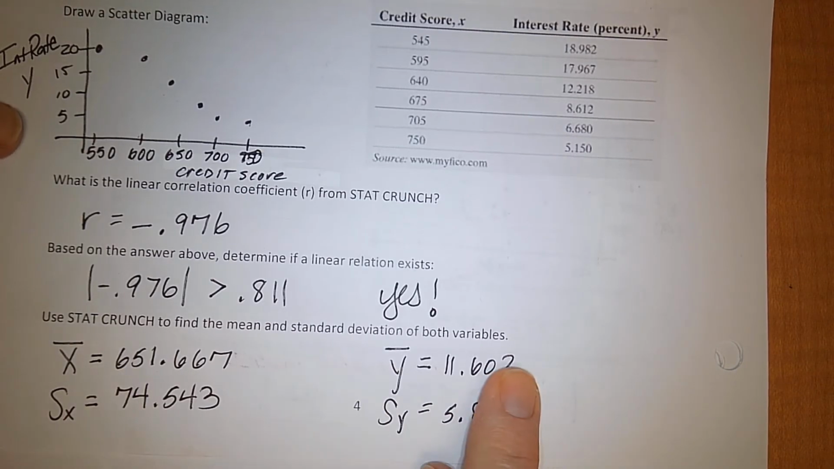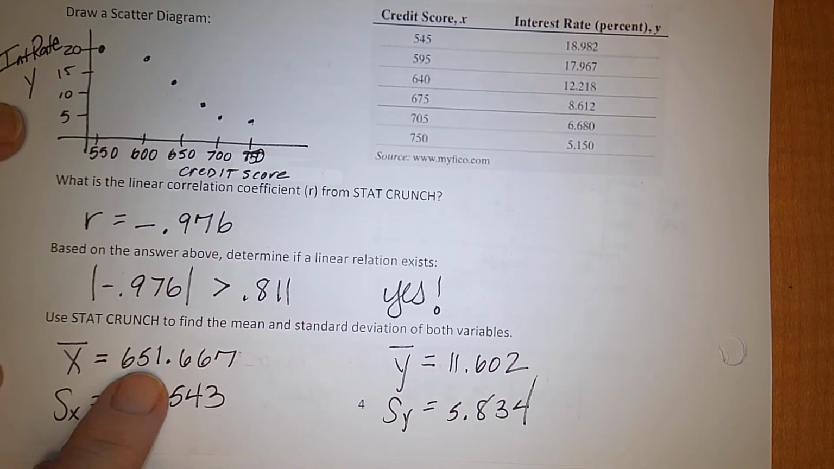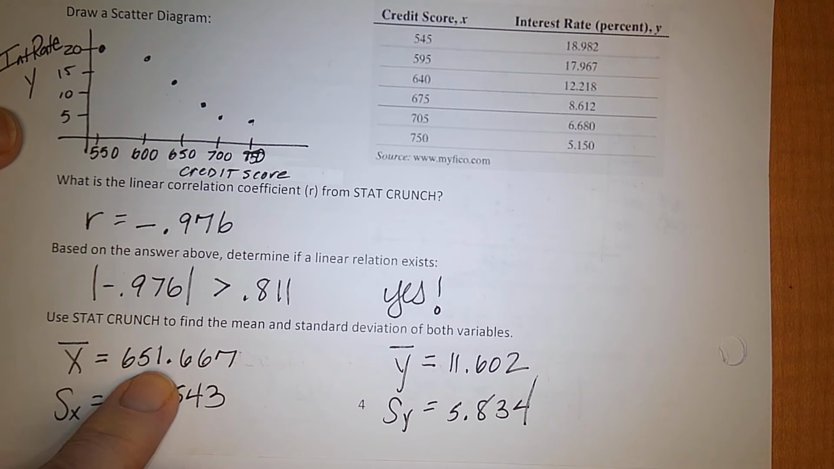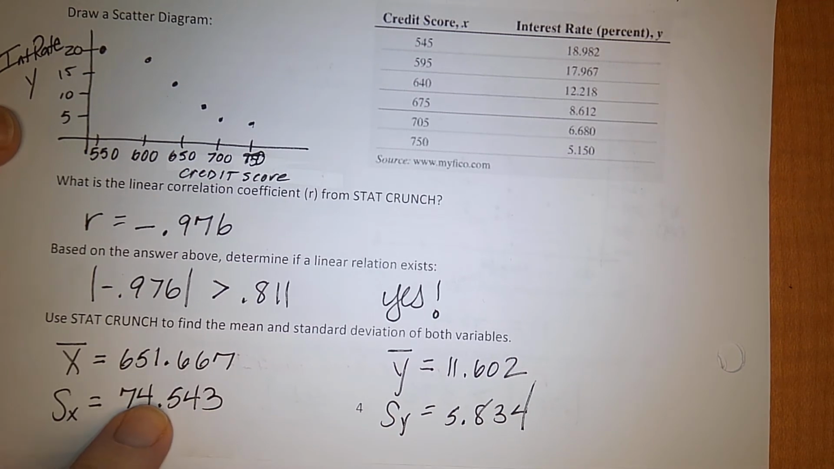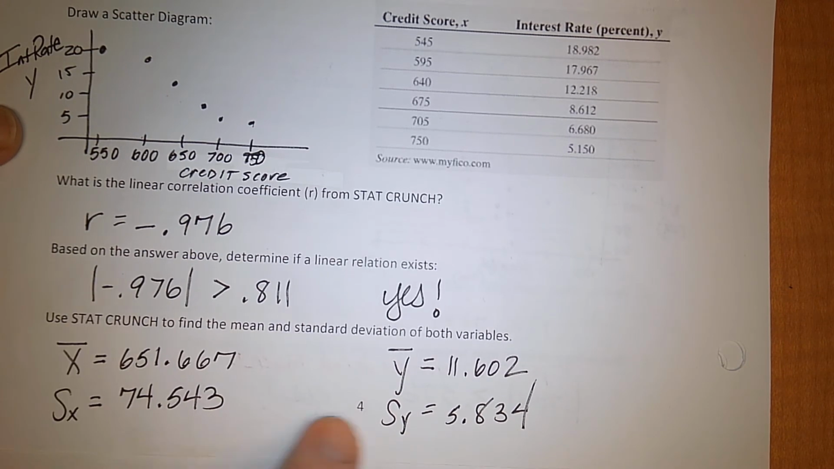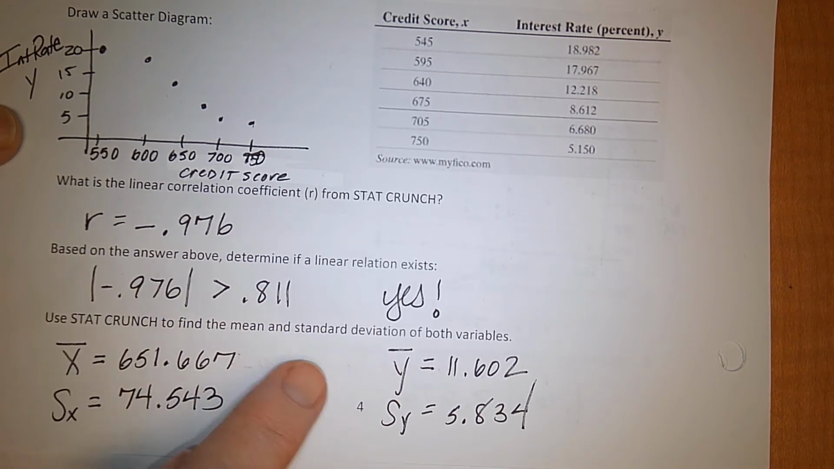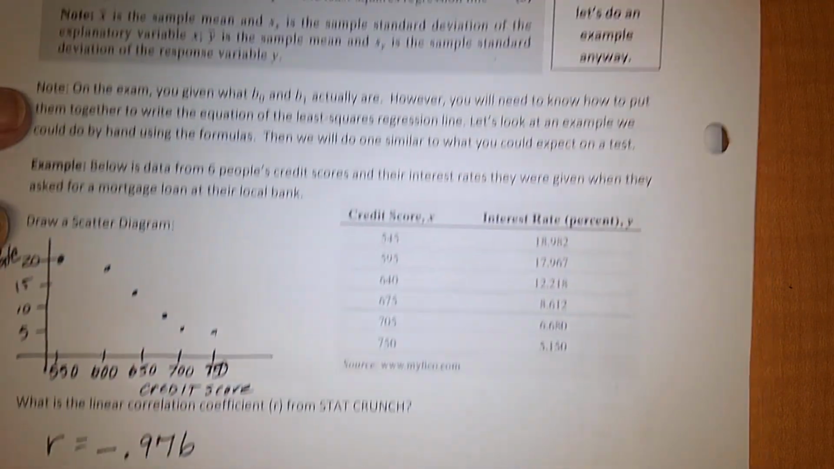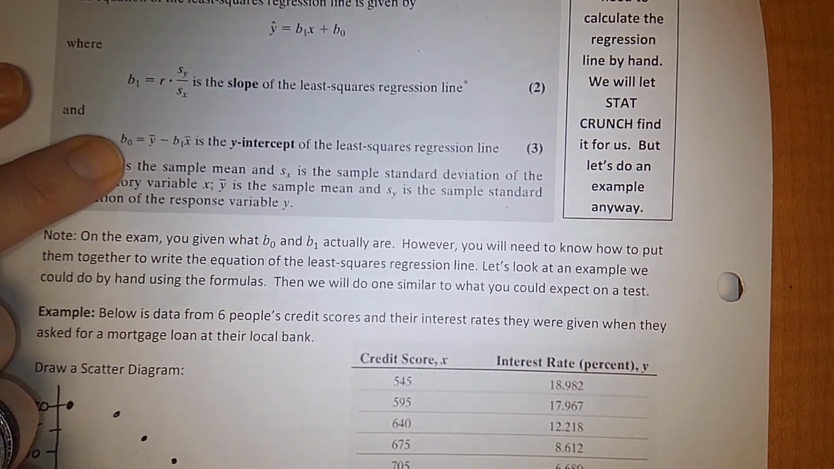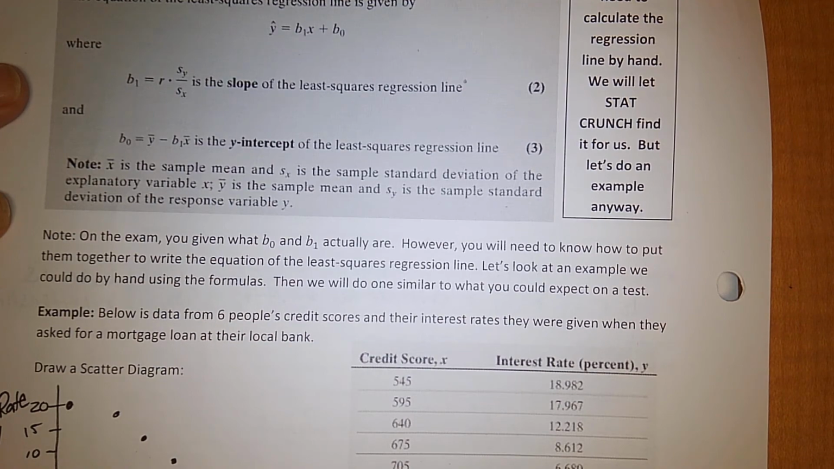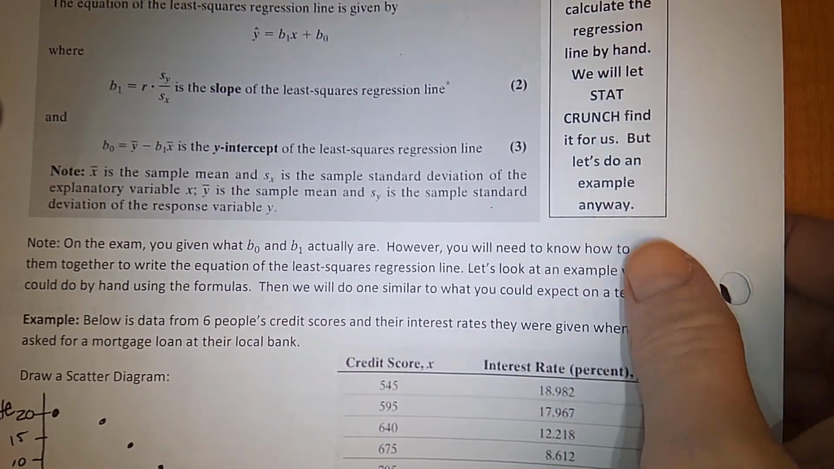Okay, so I went ahead and I wrote all of that data down that we just found from StatCrunch. We found that the average credit score was 651 with a standard deviation of 74. The average interest rate was 11 and the standard deviation of the interest rate was 5.8. So I wrote all that information down, and I also have my R, which was right here, and those are the 1, 2, 3, 4, 5 pieces of information that we will need in order to find our slope and our y-intercept, which we will do on the next page.